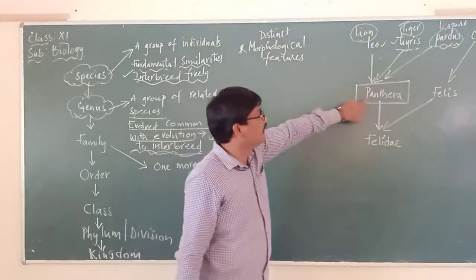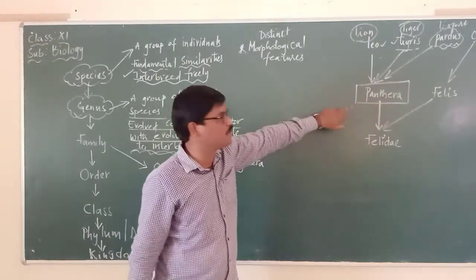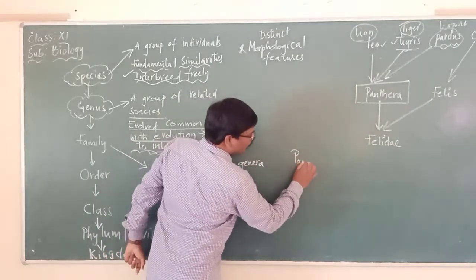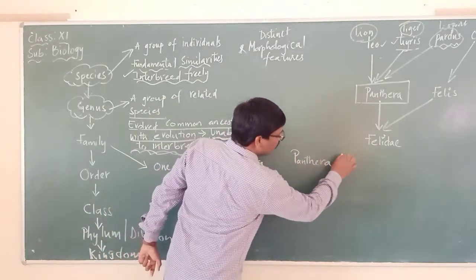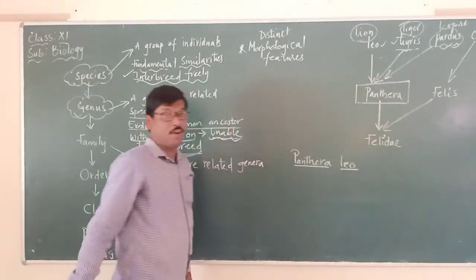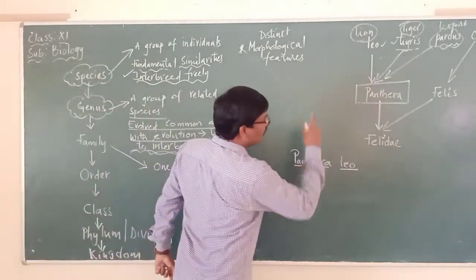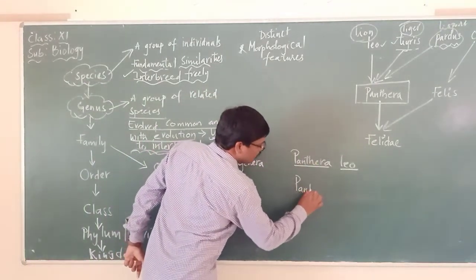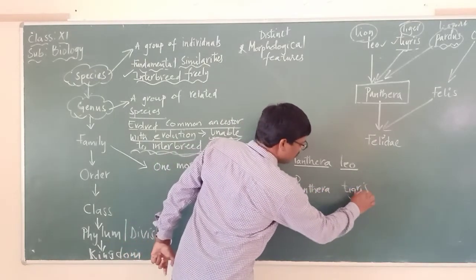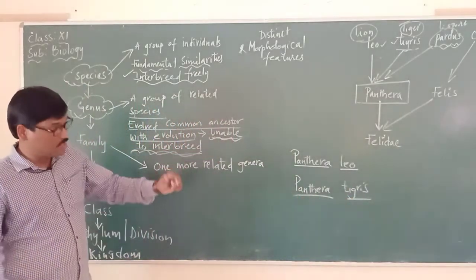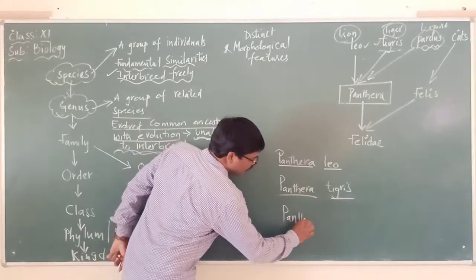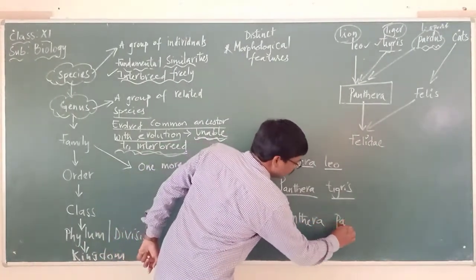Panthera. We are keeping all those three under one genus called Panthera. So that's why we call the lion Panthera leo. And we call the tiger Panthera tigris. This is the name of the species called the tiger. And the next one we call Panthera pardus.